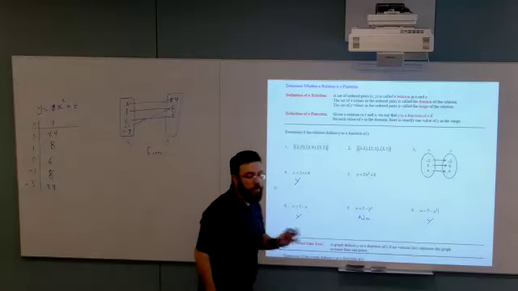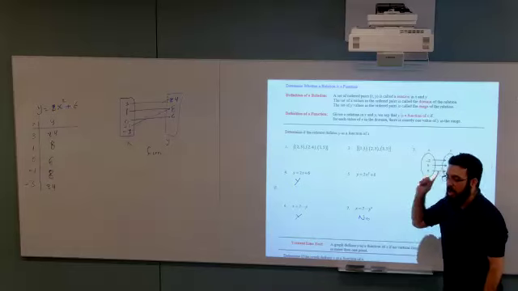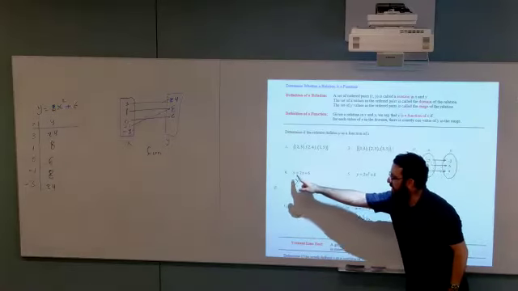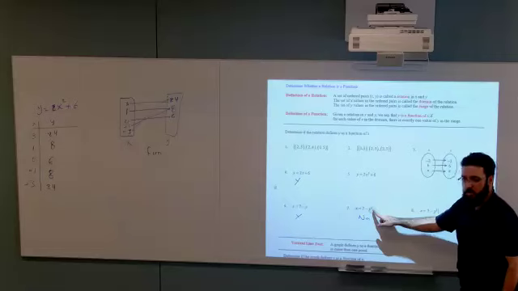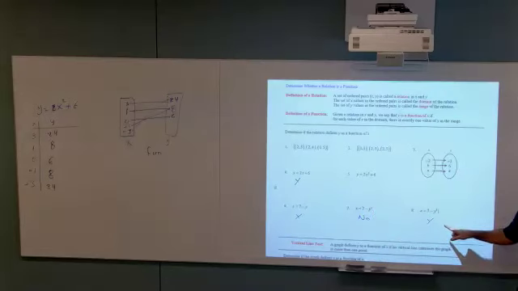The only problem is when you have even exponents on the y, like this one. Even exponents. If it's odd, it's going to be fine. It's going to be a function. Okay? Okay, so far?